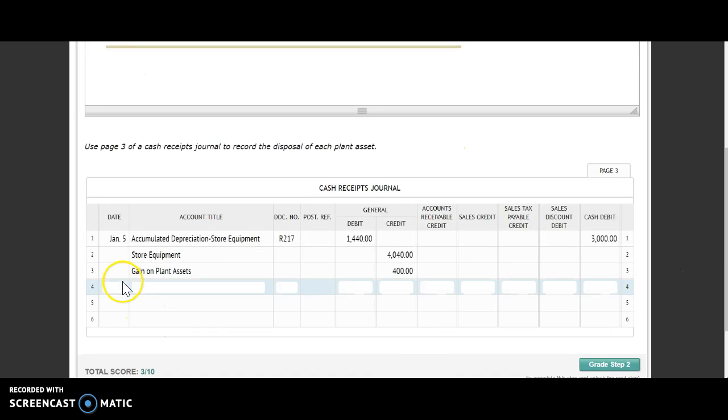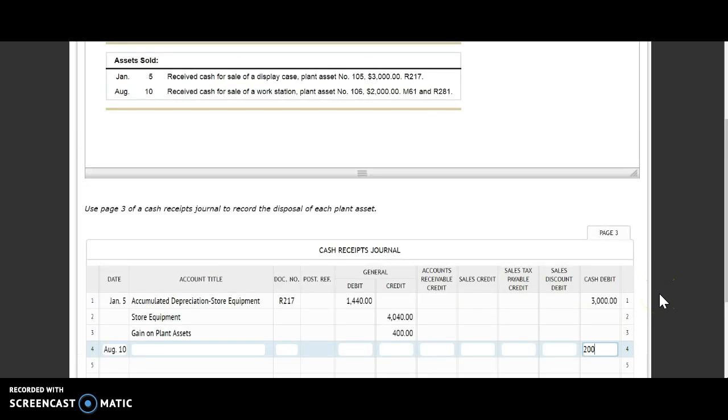So I'm going to go down to my cash receipts again. August 10th. I'm going to put in what my cash debit is. I received $2,000, so that's going to be my cash debit.